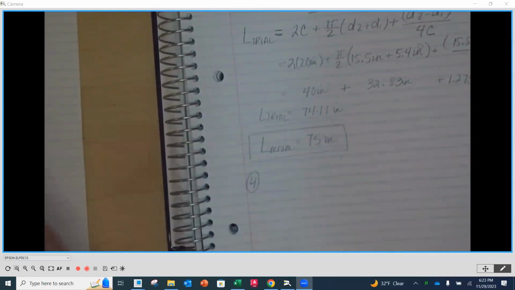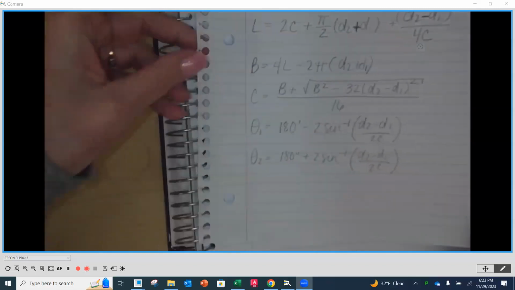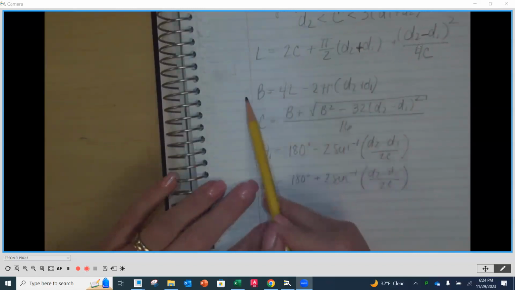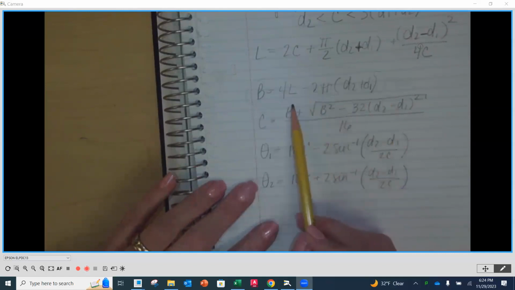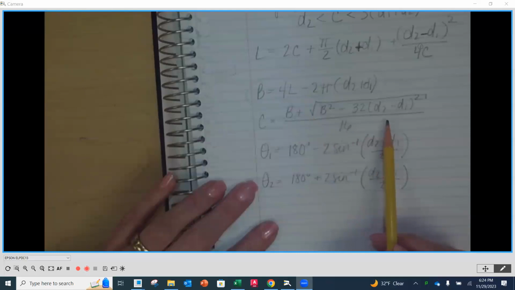Now the actual center distance, as I said before, starts with B. We have to calculate B. We're going to get a number for B, and then we're going to put it in each of these locations in the center distance equation.